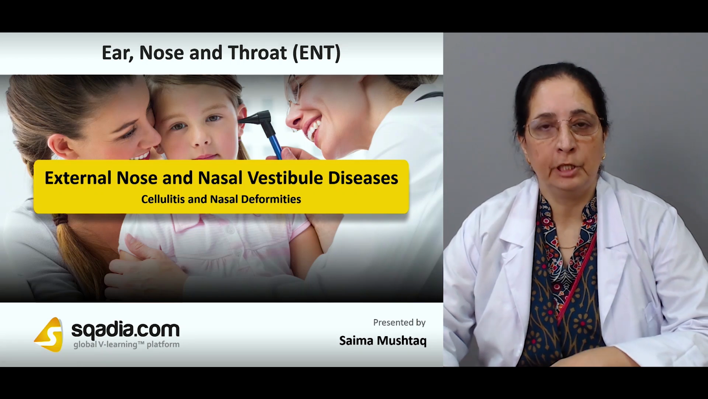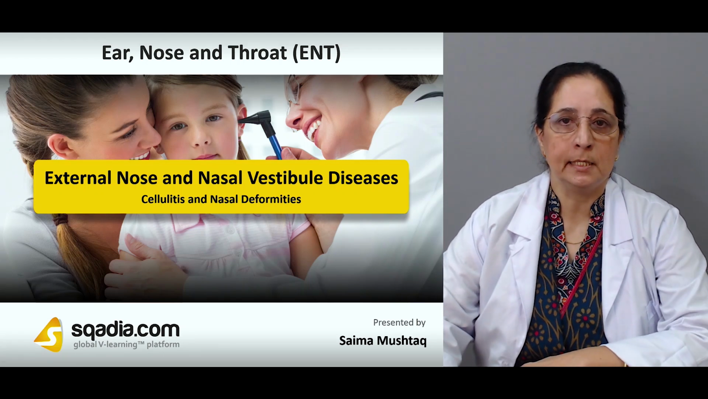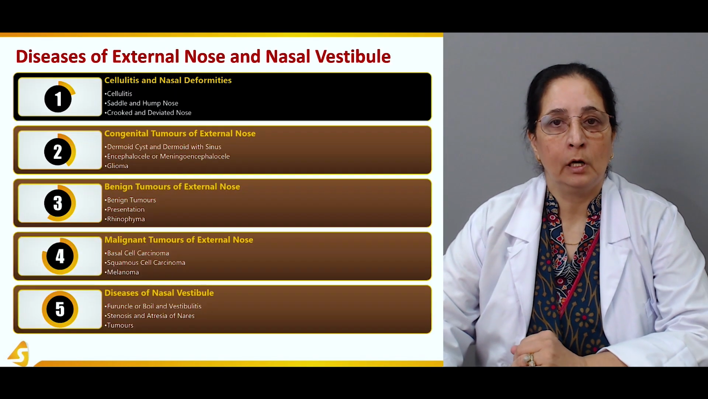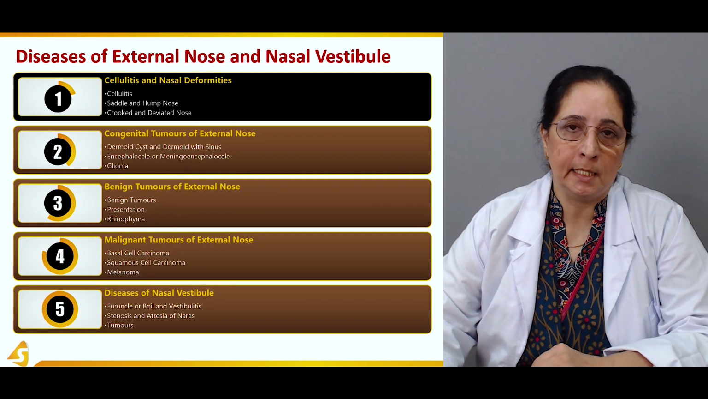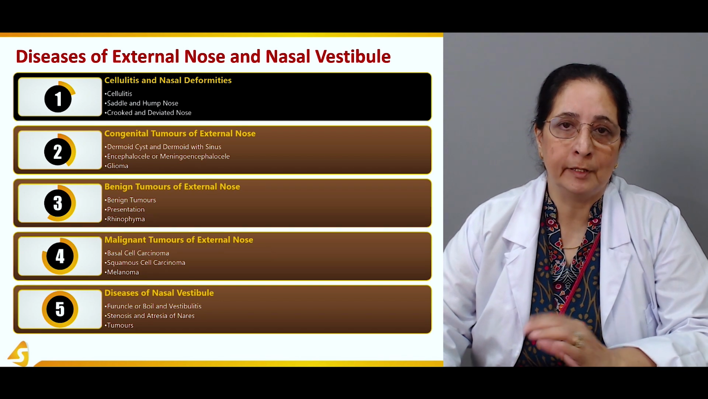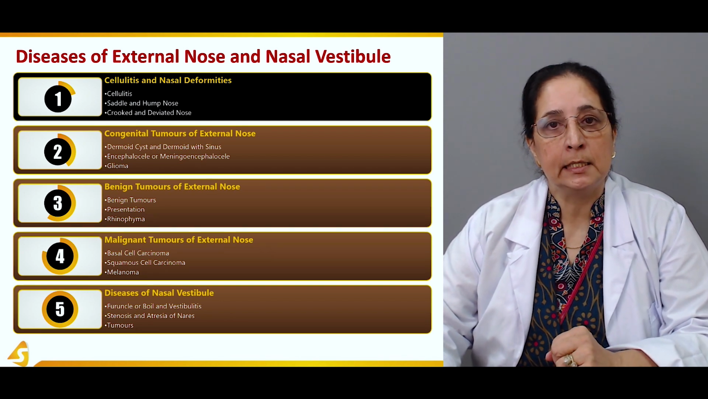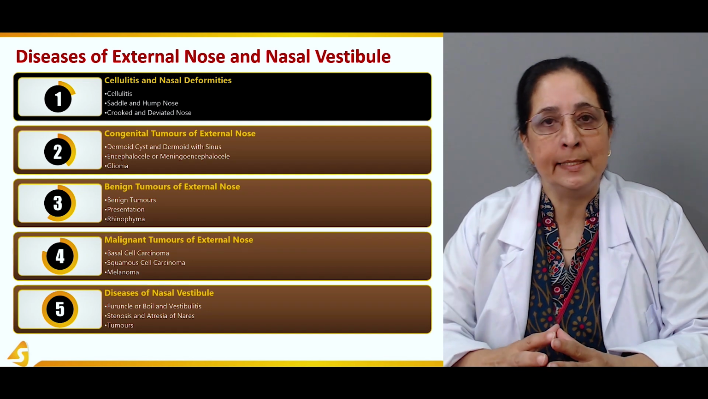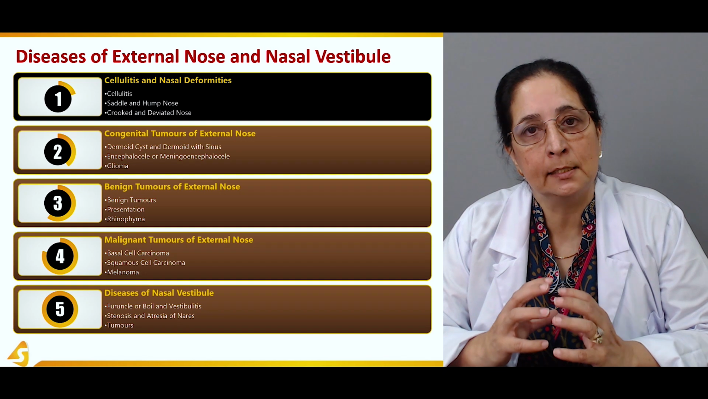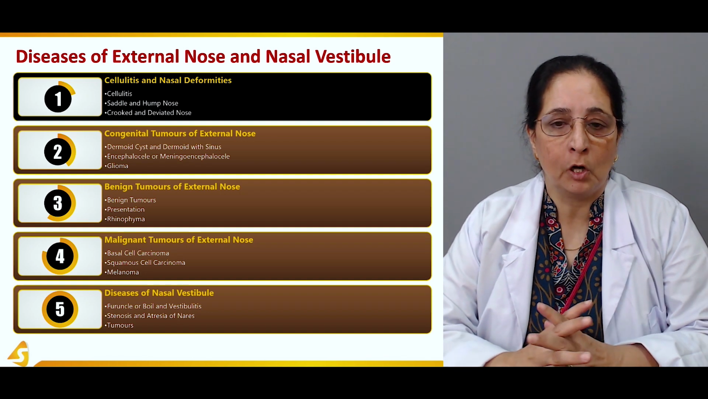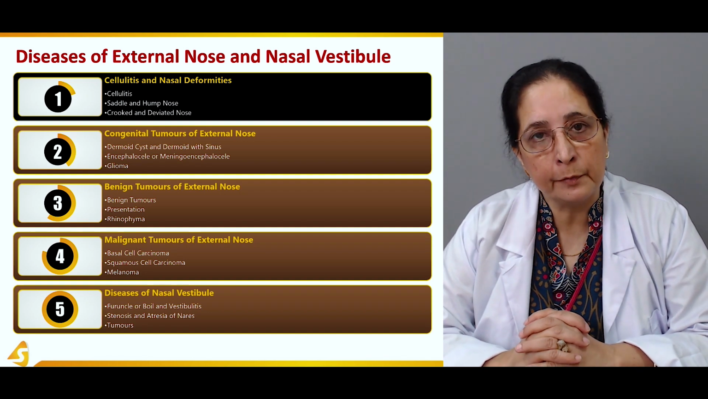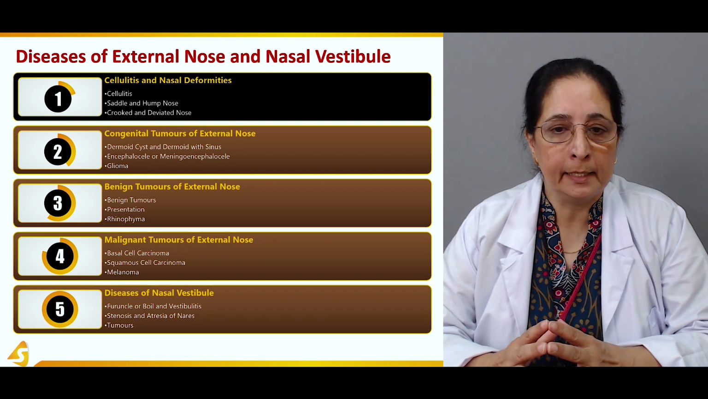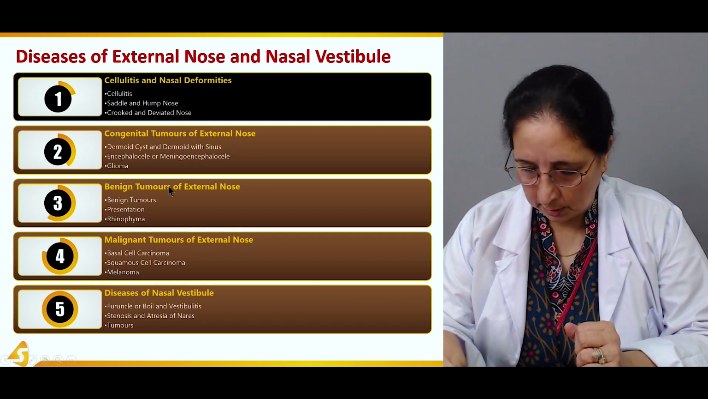In the first section, let's start with the cellulitis and nasal deformities. In this, we will talk about what cellulitis is and how it presents if there is cellulitis of the external nose, and then different abnormalities of the shape of the external nose, in which we will talk about the saddle and hump nose, and then two other deformities like crooked nose and the deviated nose.